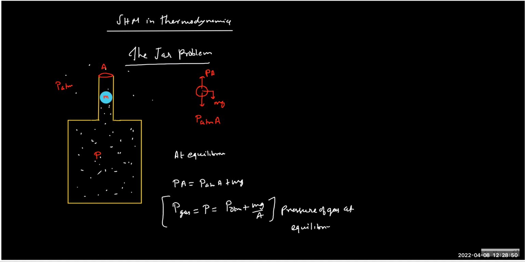At equilibrium, let's say the volume of the jar is capital V, and the walls are adiabatic, which means heat cannot enter nor exit. So heat transfer is not possible. That's why we call it an adiabatic wall.